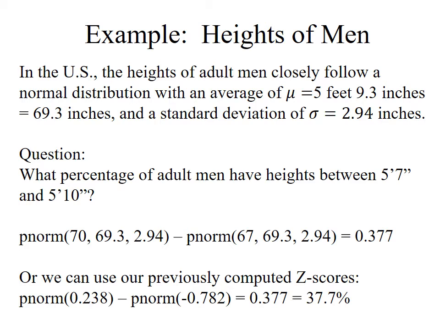Let's do another example. We've got the same thing, heights of men, same mean, same standard deviation. What if I want to know the percentage of adult men who have heights between two values? In this case, between 5 foot 7 and 5 foot 10. How do I figure that out? Well, in order to do that, I need to use pnorm twice. If I apply pnorm to the 5 foot 10 inches, to the 70 inches, then that will give me all the men who have heights less than that, but I don't want to go all the way down. I want to stop at 5 foot 7.